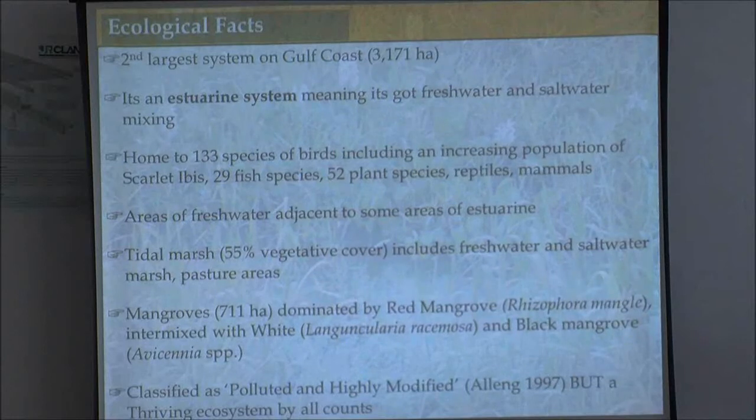This is dominated by red mangrove. And this wetland, because of the amount of uses in it, has been classified as polluted and highly modified. But the ecological study that was done by the IMA in 2003 indicated that regardless of all these stresses on its ecosystem, it's still thriving. It's still a very productive system.